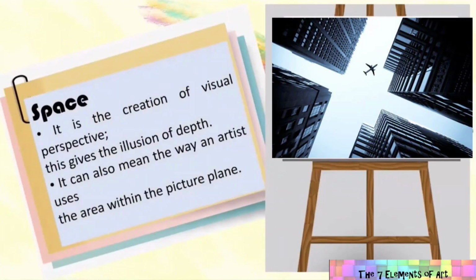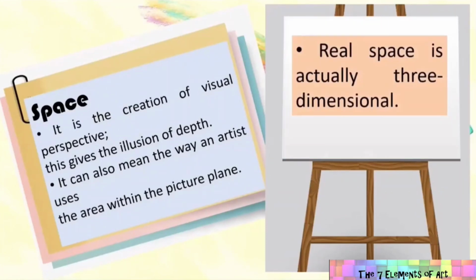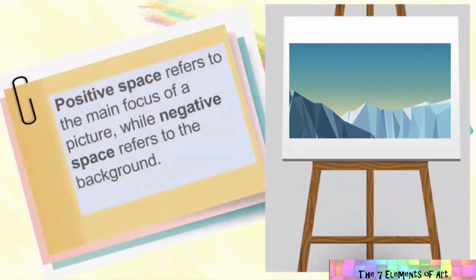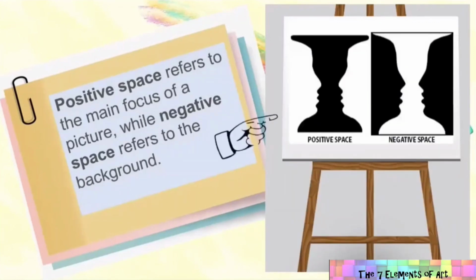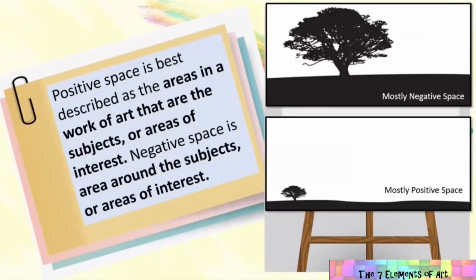Space is the creation of visual perspective. This gives the illusion of depth. It can also mean the way an artist uses space. Real space is actually three-dimensional. Positive space refers to the main focus of the picture, while negative space refers to the background. Positive space and the negative space.